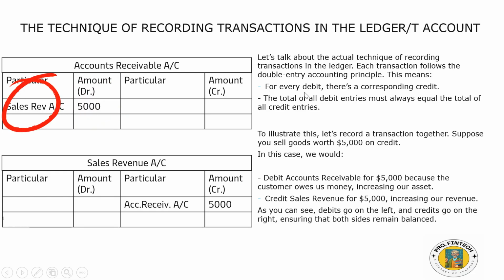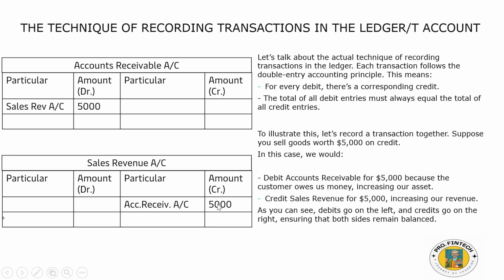As we mentioned here, for every debit there is a corresponding credit entry. So this debit has a corresponding entry in the sales revenue account. If you want to see the corresponding entry of this debit, we will be able to see that in the sales revenue account. So let's go into the sales revenue account. In the sales revenue account, the same $5,000 is shown as a credit balance.